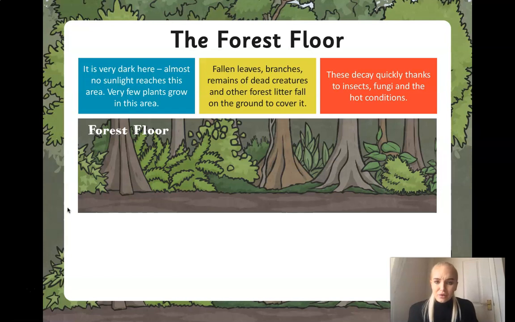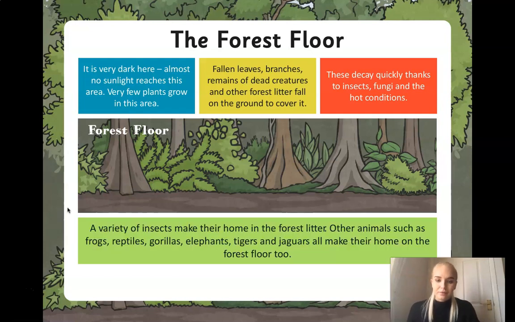In the forest floor, there's lots and lots of fallen leaves, branches, and also remains of any creatures that have died that fall onto this part of the rainforest. Now, anything that has died decays very quickly because of the insects, the fungi, and also the hot conditions. So they fall to the ground and then they disappear quite quickly because of all of these conditions that just get rid of it straight away.